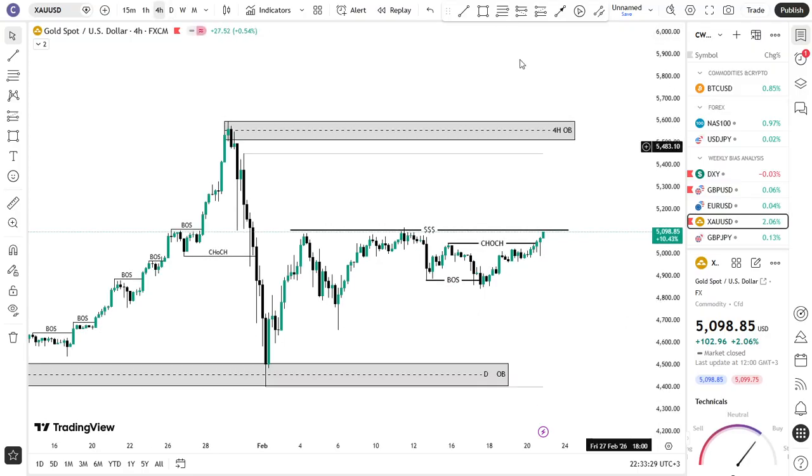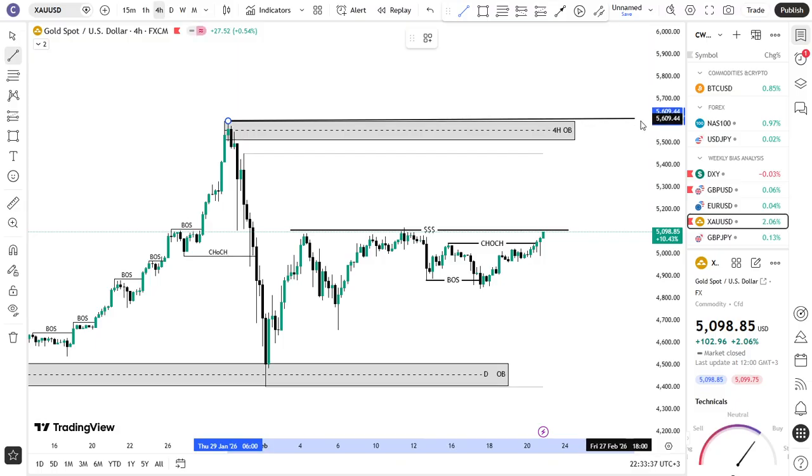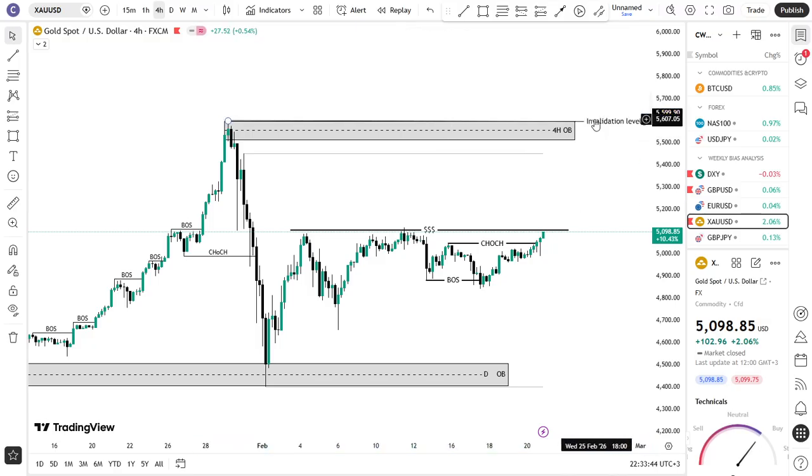when you go to the 4-hour time frame, we can just label this zone here invalidation zone, invalidation level. So if price breaks this level, we are fully bullish, okay? But if price stalls around here and starts showing us signs of weakness, then we can expect a bearish move.